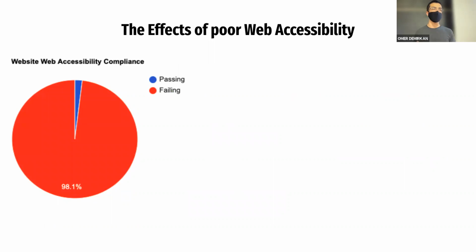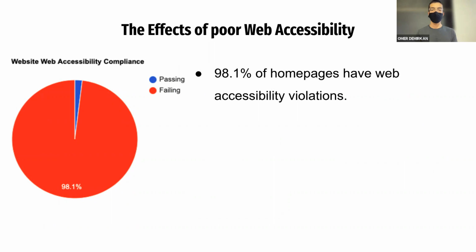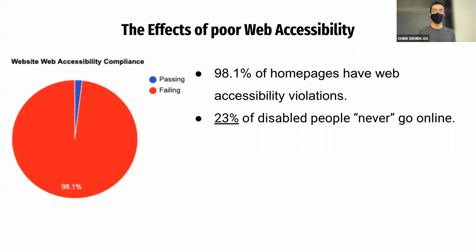And this brings me to the effects of web accessibility issues that we see today. Roughly 98% of home pages have web accessibility violations. This is home pages, guys, not entire websites, not entire web applications. Just this is index.html we're talking about, right? And I want you to imagine if it's 98% for the homepage, what is it for the website as a whole? And I want you to think of the effect of this.